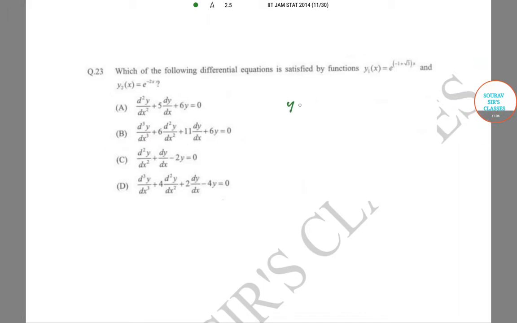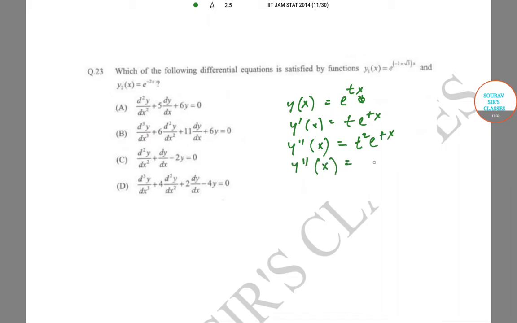Okay, so suppose y(x) equal to e to the power tx. Now y prime of x equals t e to the power tx, y double prime of x equals t square e to the power tx, and y triple prime of x equals t cube e to the power tx, and so on.